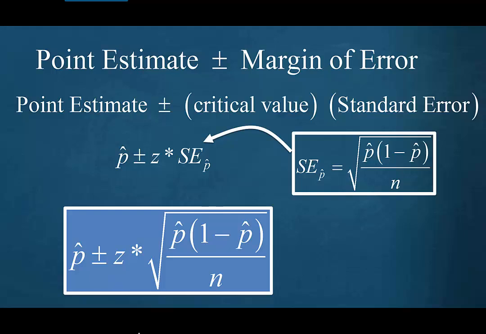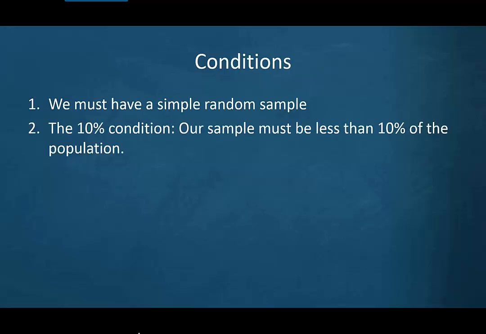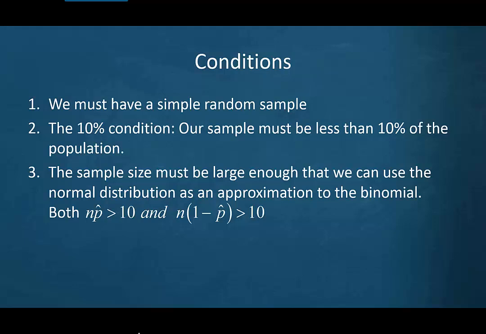And ultimately, you will be able to use the calculator for these, but sometimes if you're taking the AP test, they will leave it in this form. And so it's nice that you can just go straight to this form. So the same conditions that we determined for the sampling distribution of p hat back in the earlier module apply when creating a confidence interval about a proportion. We have to have a simple random sample, our 10% condition, right? So our sample must be less than 10% of the population. So our sample can't be too big, but it also has to be big enough. It must be large enough that we can use the normal distribution to approximate the binomial. So both n times p hat has to be bigger than 10, and n times 1 minus p hat has to be greater than 10. Let's check this out with an example.